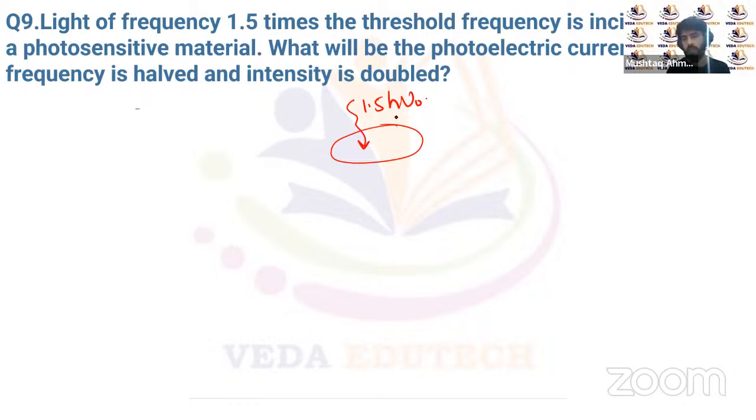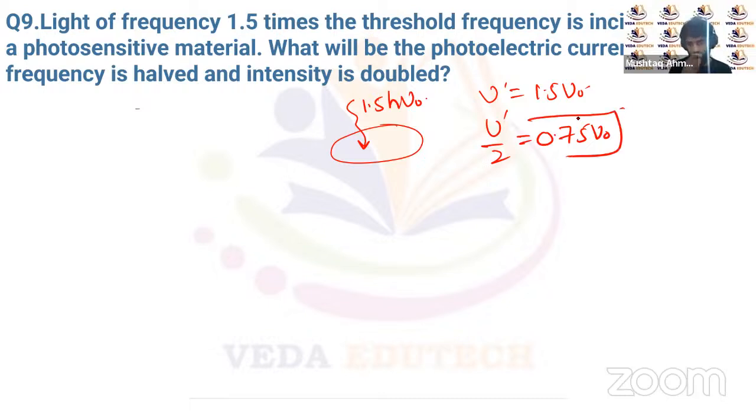What will be the photoelectric current if the frequency is halved? Now the frequency is 1.5 times nu naught. If we halve this frequency, it will be 0.75 of nu naught, so this is the new frequency. Nu naught is the threshold frequency, the minimum frequency required for the photoelectric effect to take place on this metal surface. Now the incident light frequency is 0.75 times the threshold frequency.